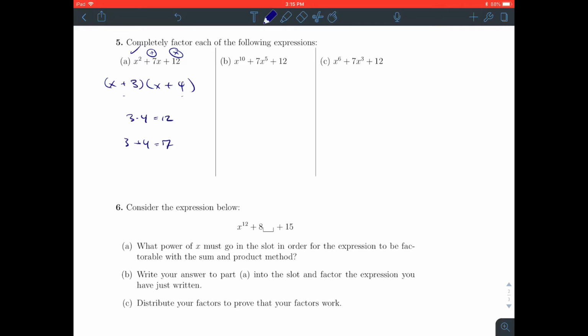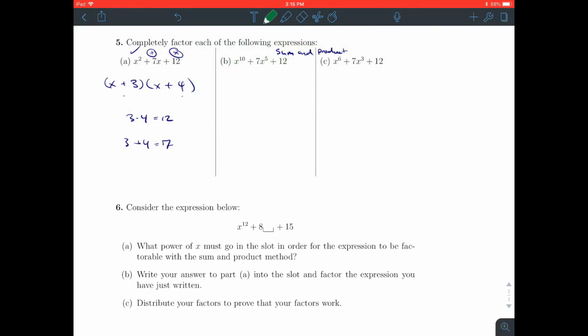All right, the next one looks really crazy. You might think, well, this definitely doesn't look like sum and product. Maybe it's GCF. But because the last term has no x's, we can't factor out any x's. So we only have one possibility. It's got to be sum and product, even though it's a little weird looking.